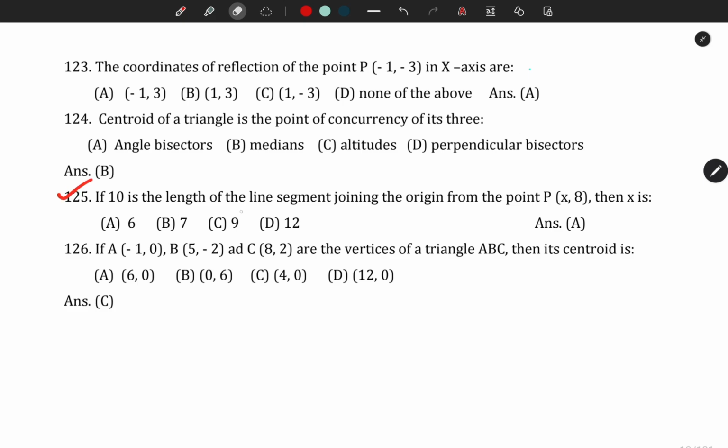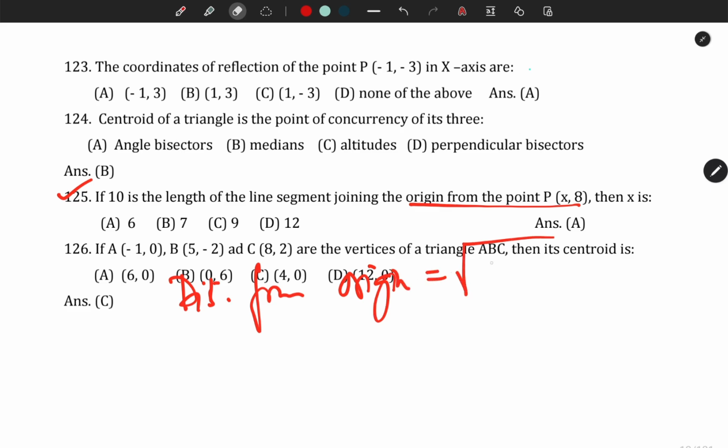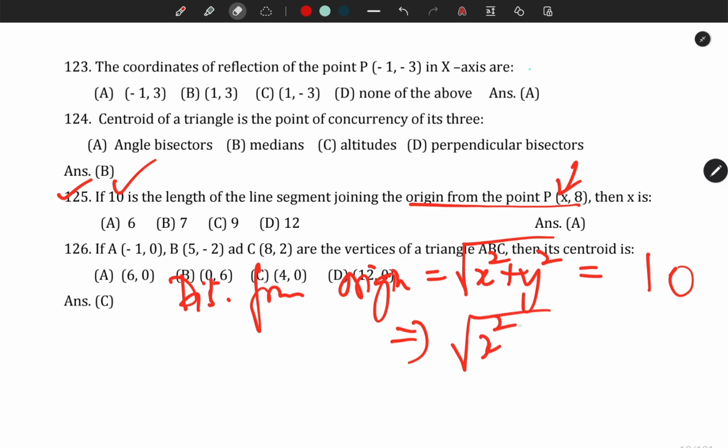Next question, if 10 is the length of the line segment joining the origin and the point and axis. Now distance or length from origin, we know the formula is √x square plus y square, and this distance or length is already given to be 10. So here x is x only, √x square, and y is 8, so 8 square equal to 10. To remove the square root, we will square both sides.